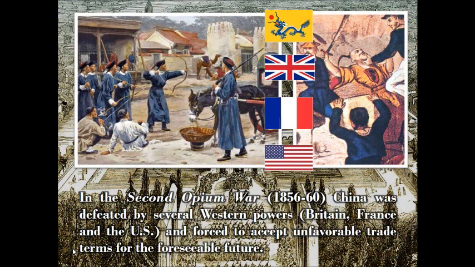In the Second Opium War, China was defeated by several Western powers, Britain, France, and the US, and again forced to accept unfavorable trade terms for the foreseeable future. Just like in the First Opium War, China was again trying to stop the flow of opium into their country. And it started another war, and once again they lost to the West because of their superior military.